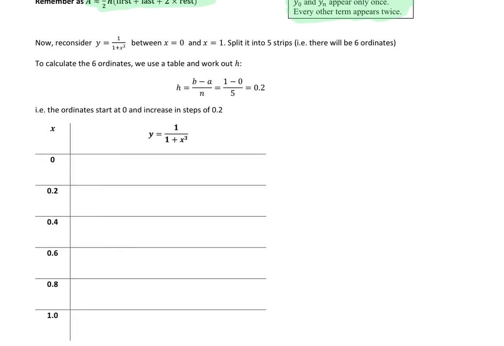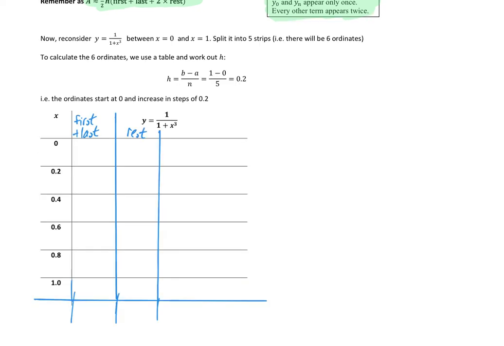If you imagine 5 strips, 1, 2, 3, 4, 5, that means there are 6 ordinates. An ordinate is just an endpoint. You can see those wee dots I've just put on. There's 6 of them, so there's 6 endpoints. So the number of ordinates, the number of endpoints, is always one more than the number of strips.